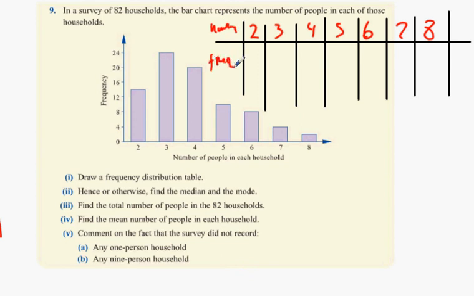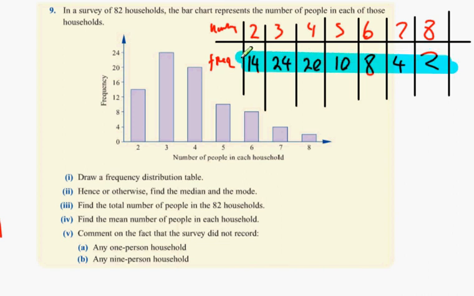What's frequency, guys? How many do we have? 14, 24, 20, 10, 8, 4, and 2. Can anybody tell me what's a checking mechanism to make sure you're correct? What happens when I add all of these? Should add to 82. Does it add to 82?